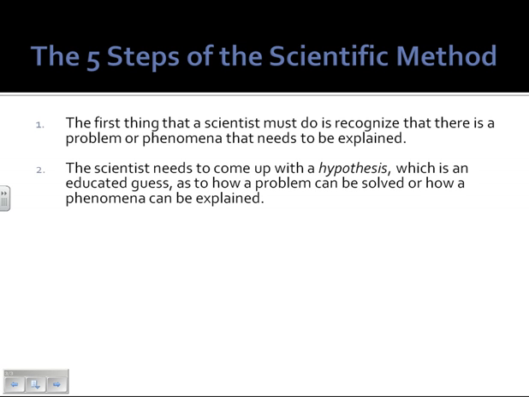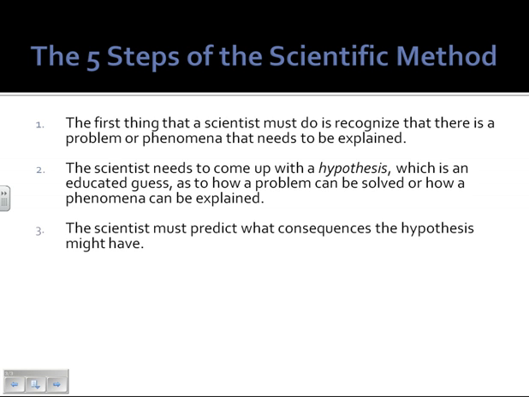Second step, the scientist needs to come up with a hypothesis, which is a fancy way of saying it's an educated guess as to how a problem can be solved or how a phenomena can be explained. Third step, the scientist must predict what consequences the hypothesis might have.